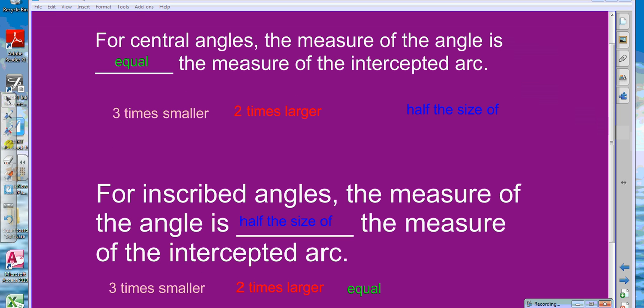All right, let's see if you got the same things as I did. For central angles, the measure of the angle is equal to the measure of the intercepted arc. And then for inscribed angles, the measure of the angle is half the size of the measure of the intercepted arc. All right, so just kind of recapping those 2 points.